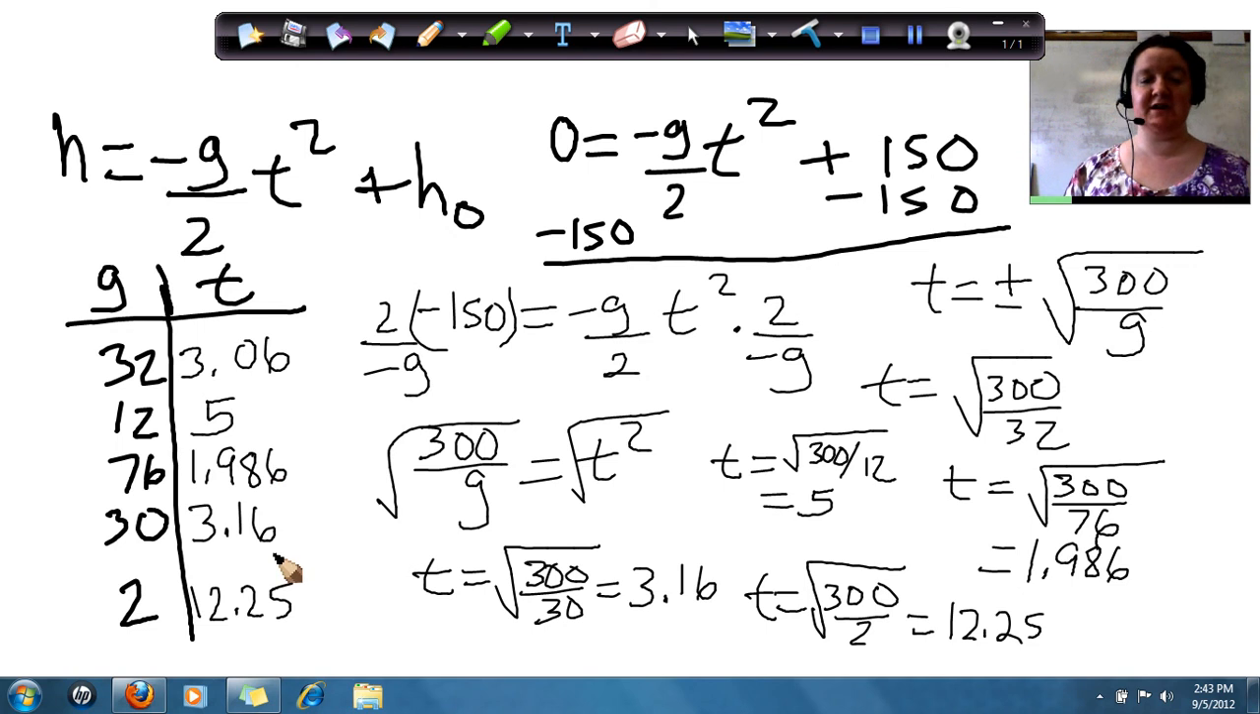So now we know how much time it takes on the different planets to be able to hit the ground if they were dropped from a height of 150 feet.